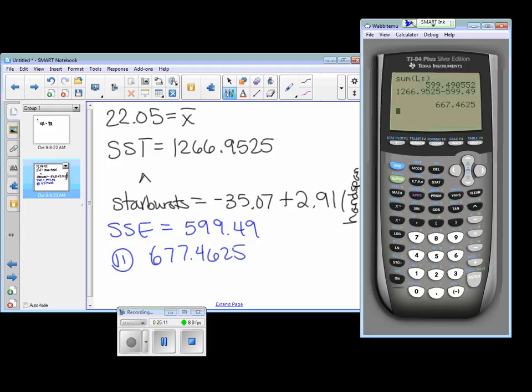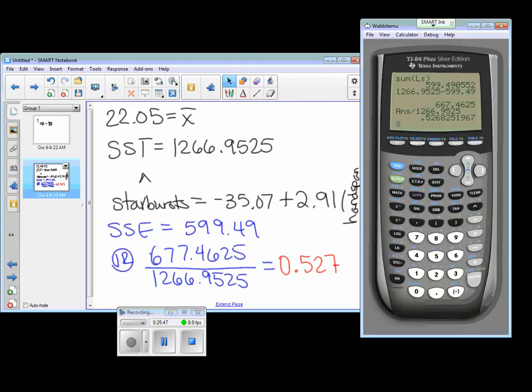But in number 12, it tells us to take that difference and divide it by the SST again. So I'm going to take this and divide it by 1,266.9525 to get the answer for number 12. I get, for number 12, 0.527. About 3 decimal places is probably the best place to go here.